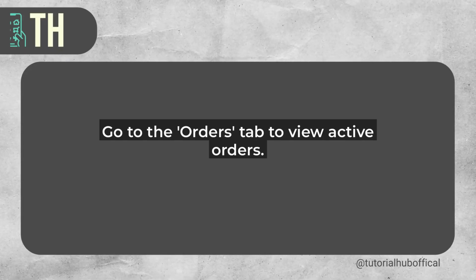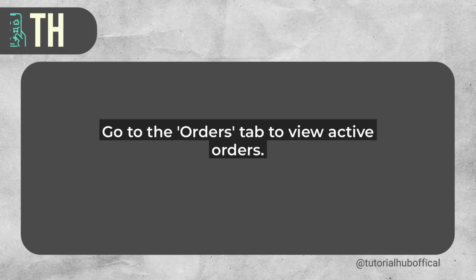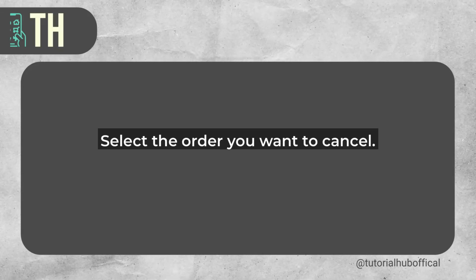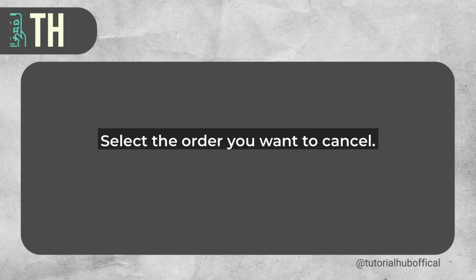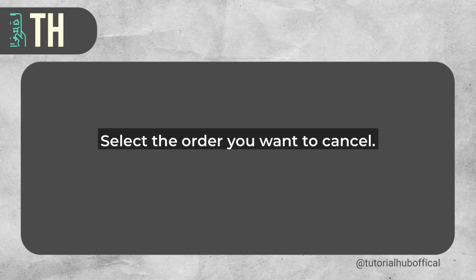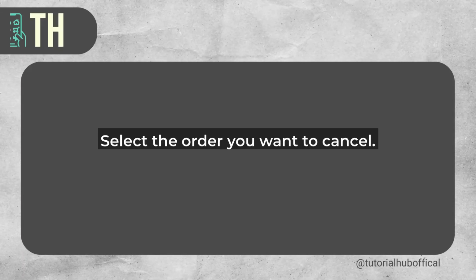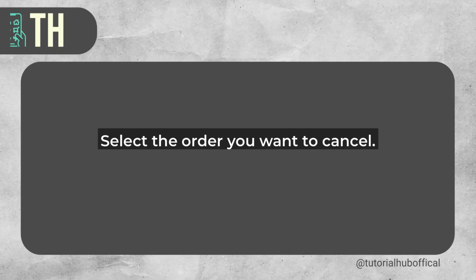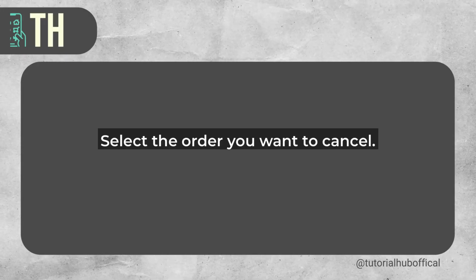First things first, make sure you have the Uber Eats app open on your phone. If you don't have it installed, download it from your app store, it's free and quick. Once you're in, head over to the Orders tab, usually located at the bottom of the screen. Here, you'll see a list of your active orders. Tap on the one you want to cancel.